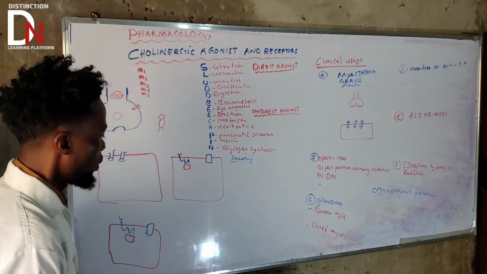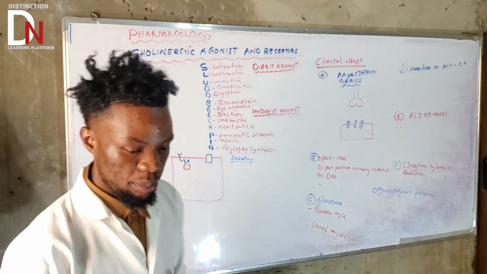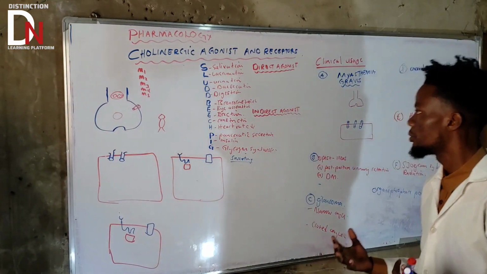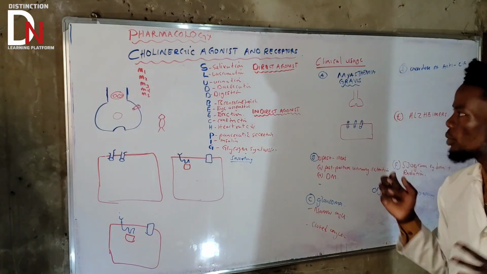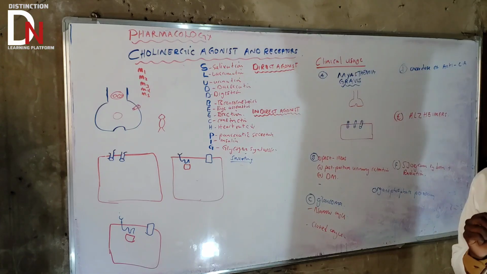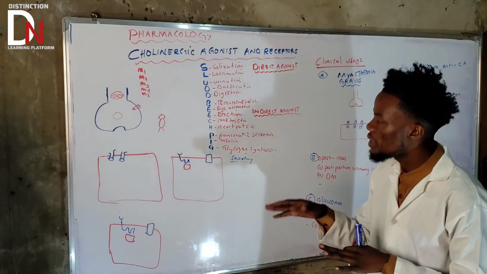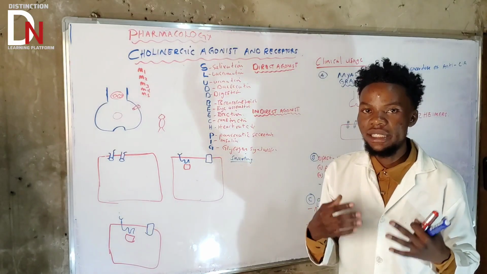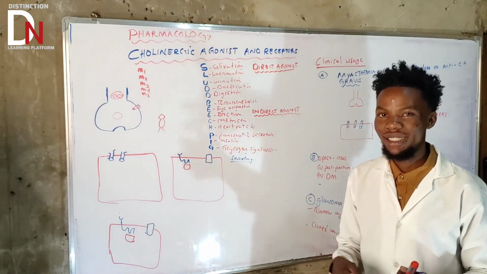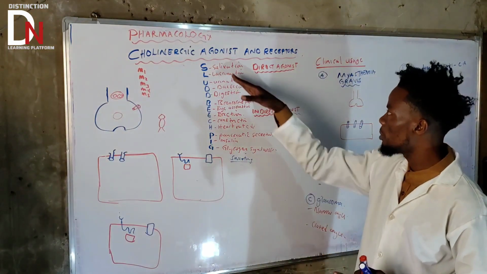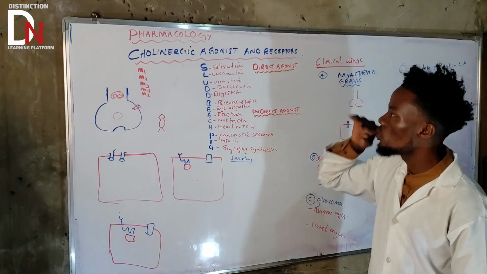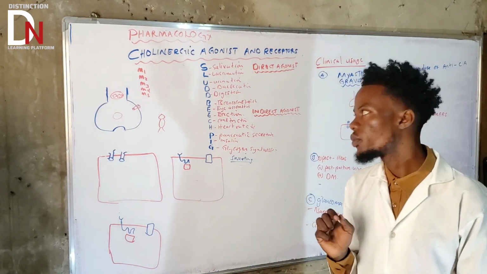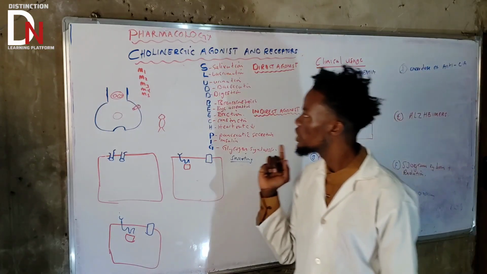Now, since you've understood the introduction to the parasympathetic nervous system, we need to understand something. There are some important receptors we need to talk about, because if acetylcholine is going to be released, it's going to act on certain receptors, cholinergic receptors. So we need to know the main types of receptors in the cholinergic system. How many receptors do we have?